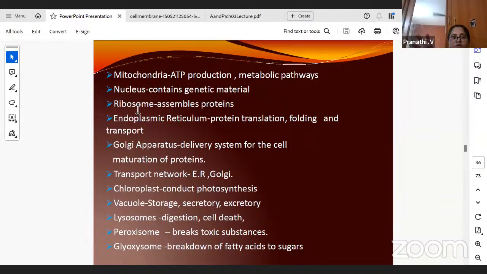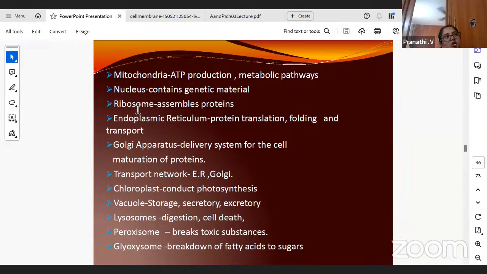Ribosomes, assembling of the proteins, and then you have the endoplasmic reticulum, wherein you have the protein translation taking place. So protein synthesis is one step, transcription, then translation, then folding. Protein folding is very important. If there is any kind of problem in the protein folding or the misfolding, you're going to have diseases.